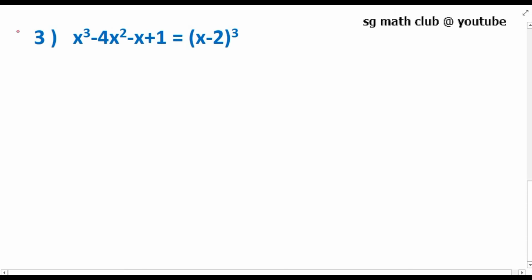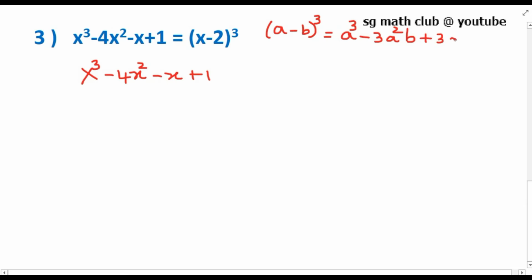Now the third one, x cube minus 4x square minus x plus 1 equal to x minus 2 the whole cube. Seeing this, you may think it is not quadratic equation because the degree of the variable involved in this equation is 3. But let's simplify this and then we will check whether it is quadratic equation or not. So x cube minus 4x square minus x plus 1. Now right side is in the form of a minus b the whole cube, and a minus b the whole cube is a cube minus 3a square b plus 3ab square minus b cube.